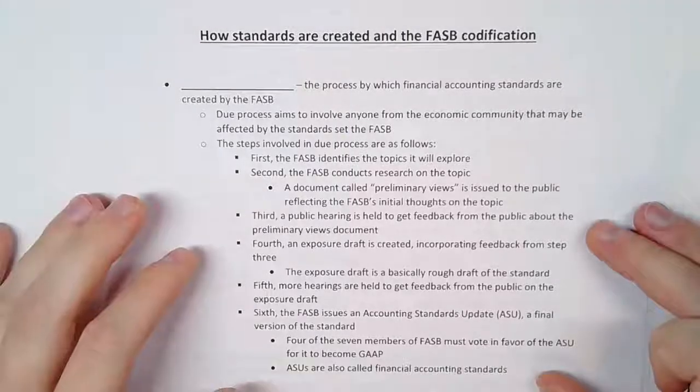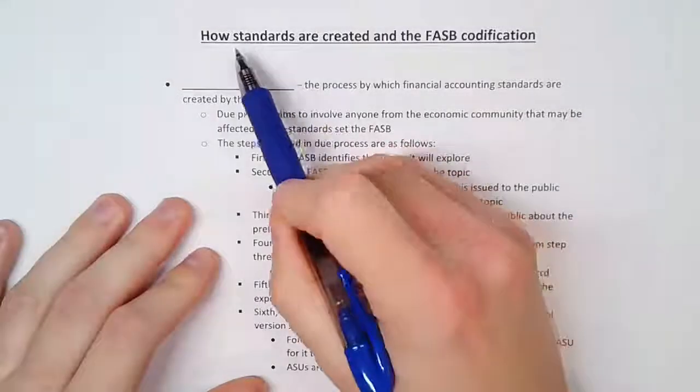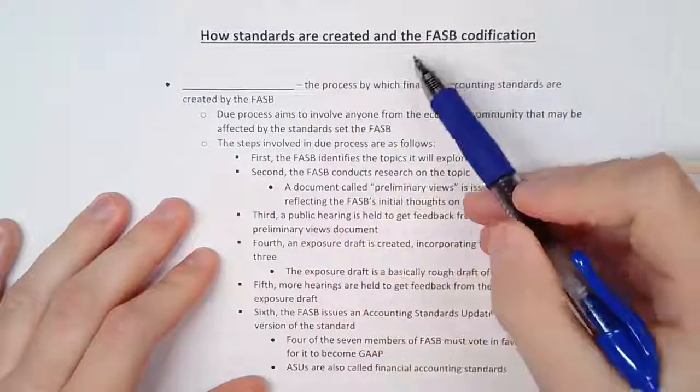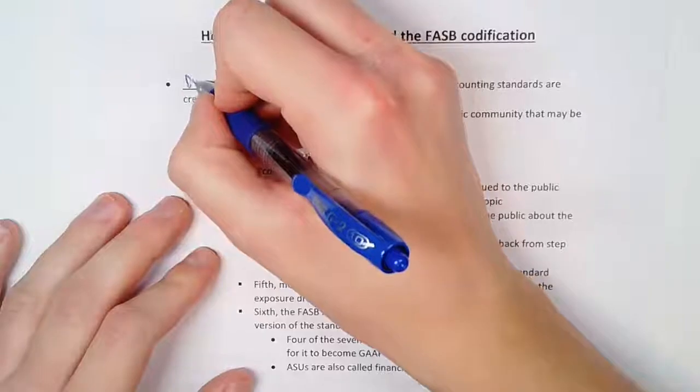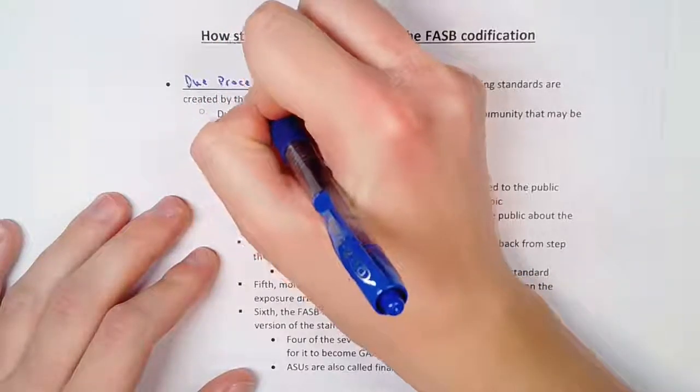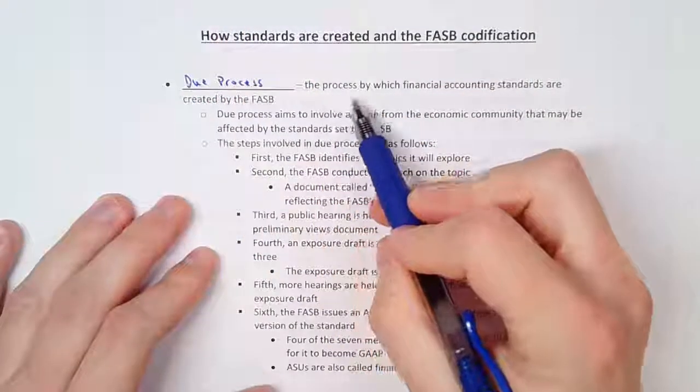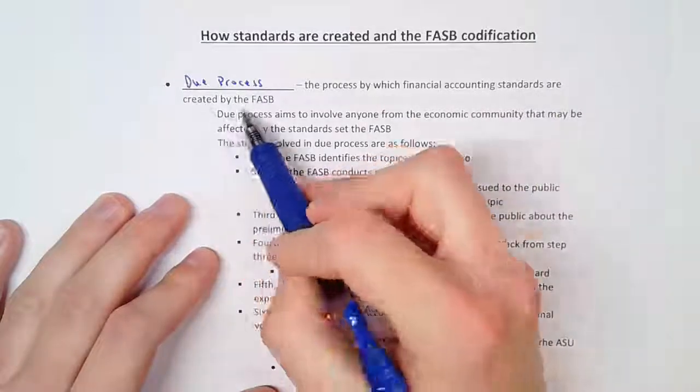Hello everyone, today we're going to be going through the topic of how standards are created and the FASB codification. So the first thing is something called due process. Due process is basically the process by which financial accounting standards are created by the FASB.